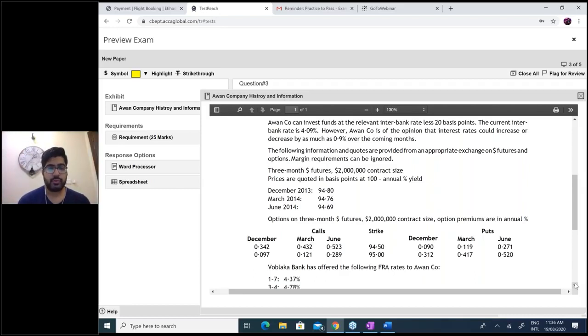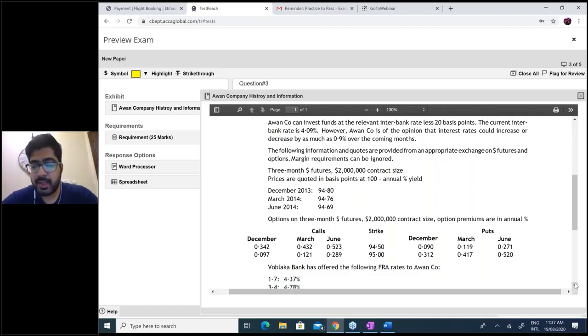So 3-month futures are provided. 2 million is the contract size. Prices are quoted at 100 minus yield. December 2013 futures are 94.8, March 2014 futures are 94.76, and June 2014 futures are 94.69.